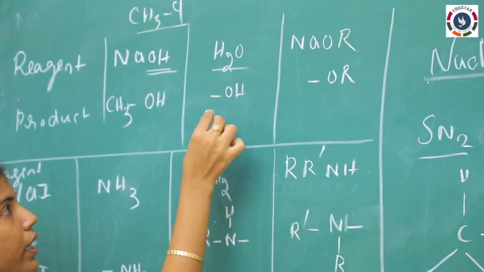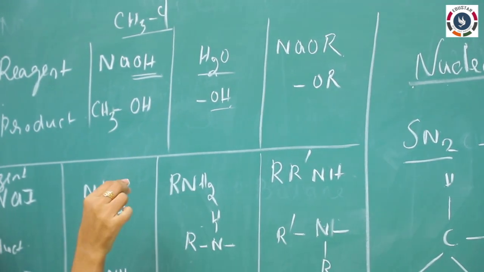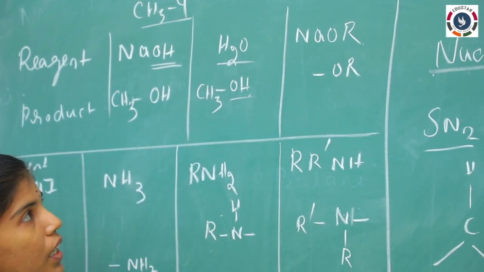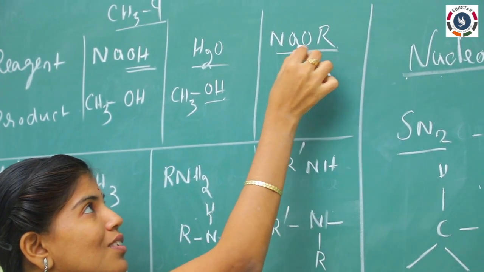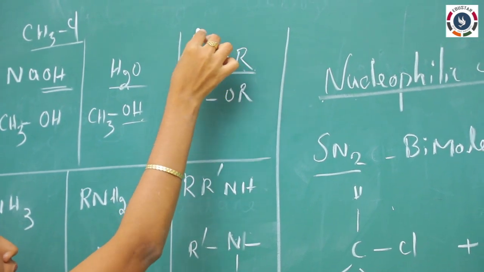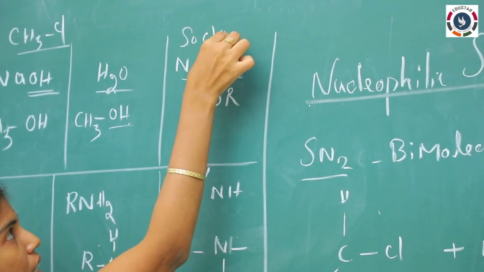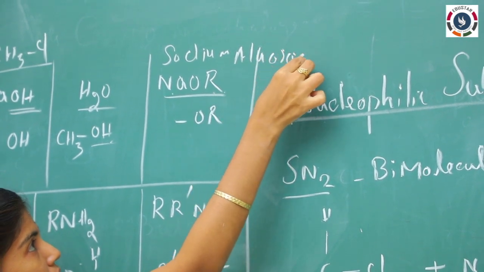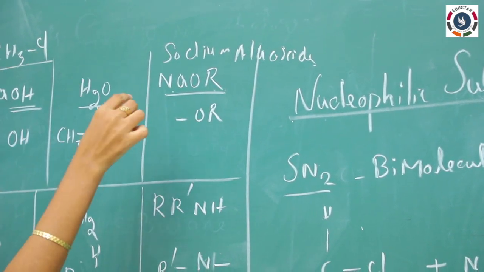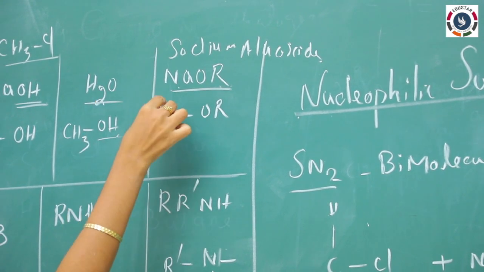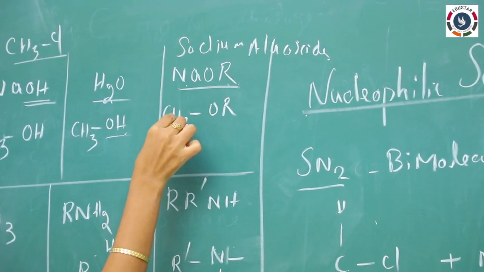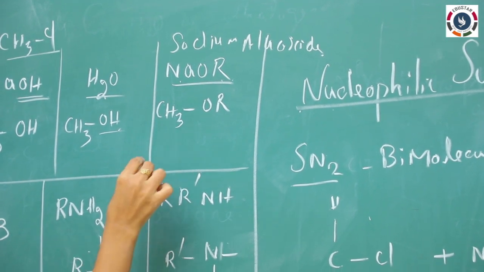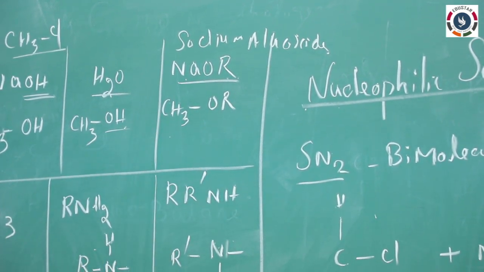In case of water, there also I get the same alcoholic group. In case of sodium alkoxide, on treatment with methyl chloride, we will be getting like this, methyl alkoxide.